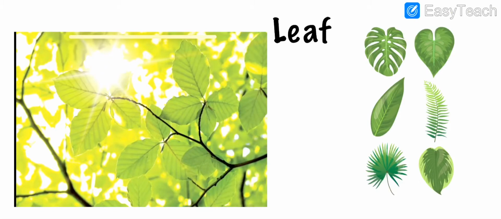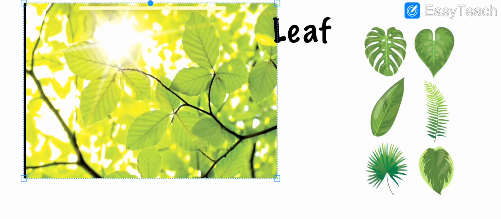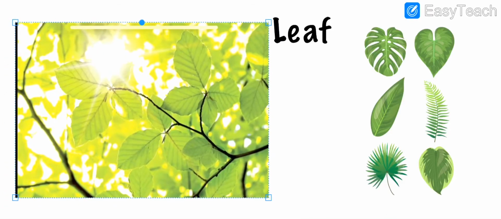You must have all seen leaves. Leaves are mostly the green part of the plant. If you look at the leaf carefully, you will find a lot of lines running across it. These are called veins. So children, what is the function of a leaf? The leaves make food for the plant.